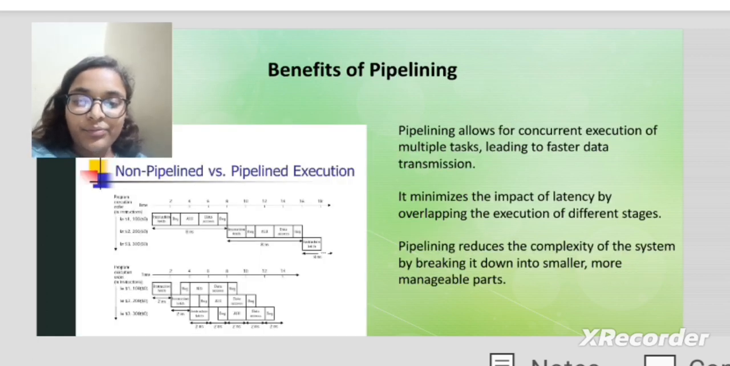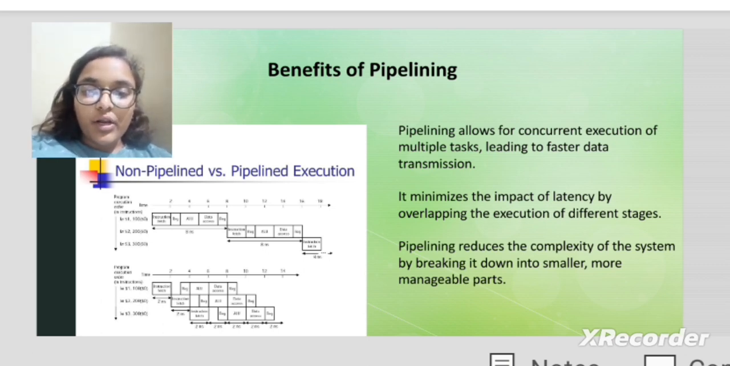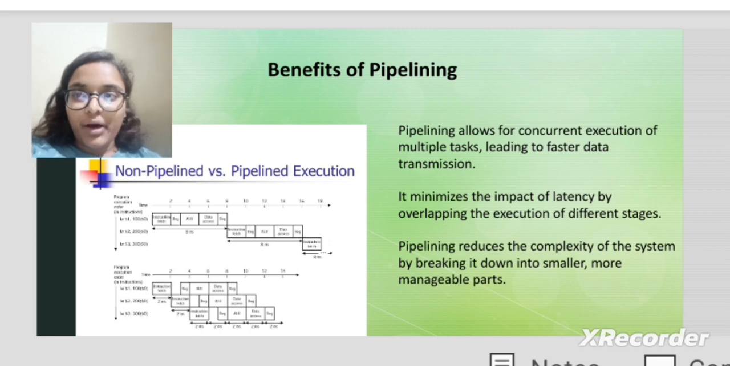Next is benefits of pipelining. Pipelining allows for concurrent execution of multiple tasks, leading to faster data transmissions. It minimizes the impact of latency by overlapping the execution of different stages. Pipelining reduces the complexity of the system by breaking it down into smaller, more manageable parts.